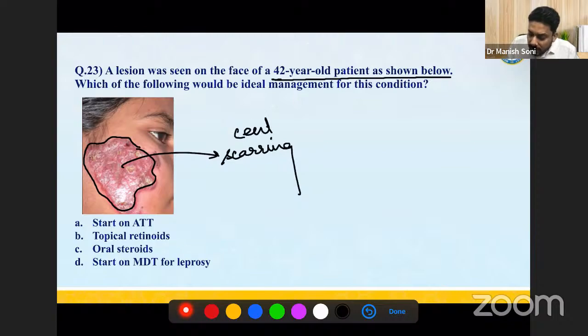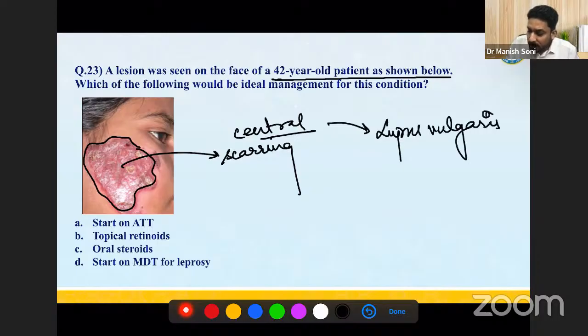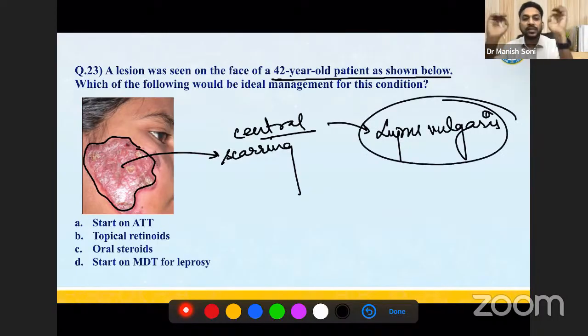So central scarring is a feature of lupus vulgaris. Remember that lupus vulgaris is a very slowly growing lesion with central scarring. If you get scarring in the center, this is not leprosy. Some of the students are writing D. This is not leprosy. Why? Because whenever they talk about leprosy, they will mention that there is loss of sensation, nerves are involved. So no such thing is mentioned here. Nerves are not mentioned. Any anesthesia is not mentioned.